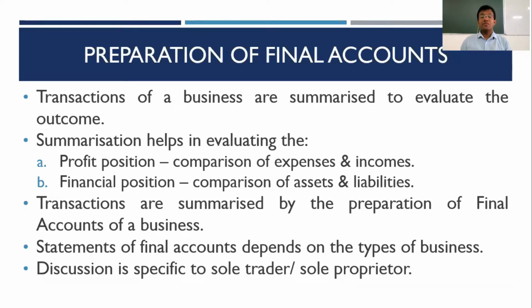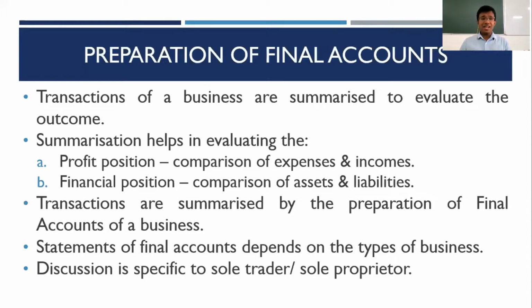The next aspect of why we summarize transactions is to understand the financial position. What do you mean by financial position? In financial position, we are doing a comparison of assets with the liabilities. So the comparison of assets with liabilities is what you call the financial position of a firm. Now, what are assets? Assets are resources of a business. What are liabilities? Liabilities are obligations of a business.